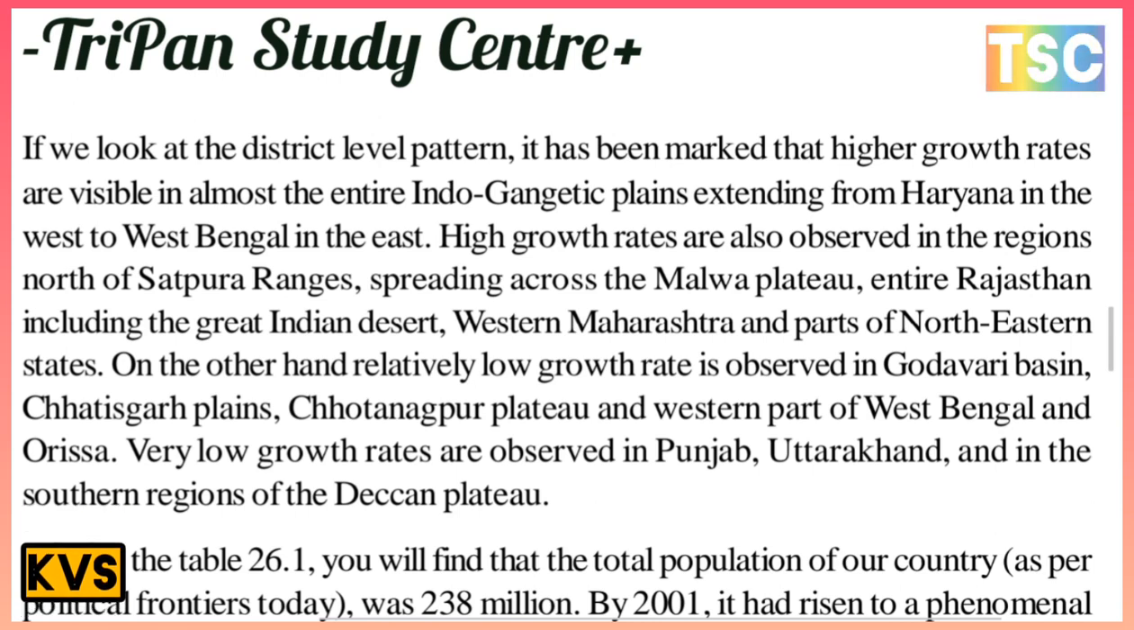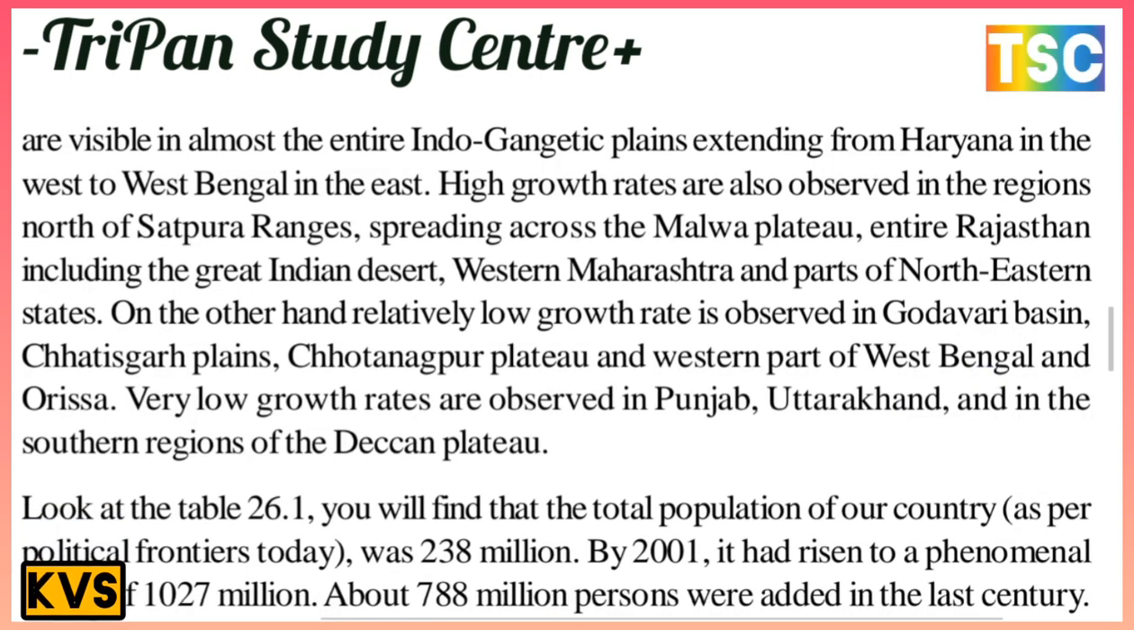Western Maharashtra and parts of the northeastern states, on the other hand, show relatively low growth rates, observed in the Godavari basin. The Godavari basin is important, as are the Chhattisgarh plain, the Chota Nagpur plateau, and the western parts of West Bengal and Orissa. Very low growth rates are observed in Punjab, Uttarakhand and the southern region of the Deccan Plateau. This is a notable point.